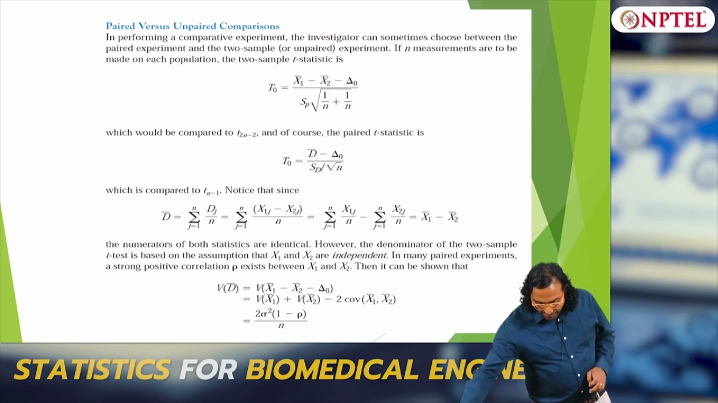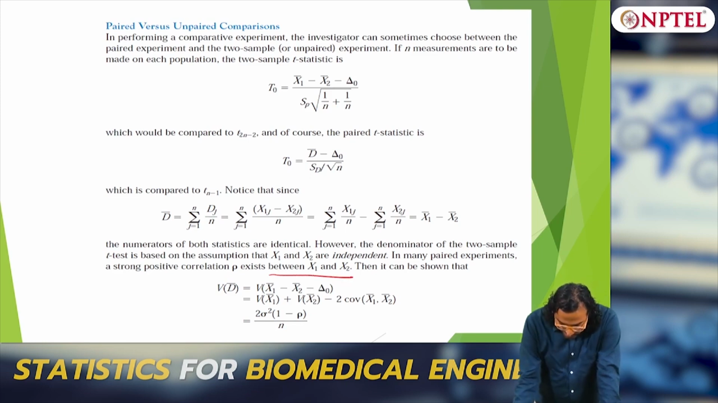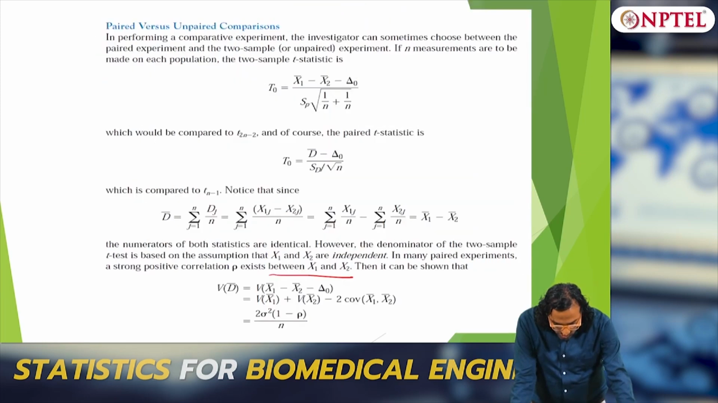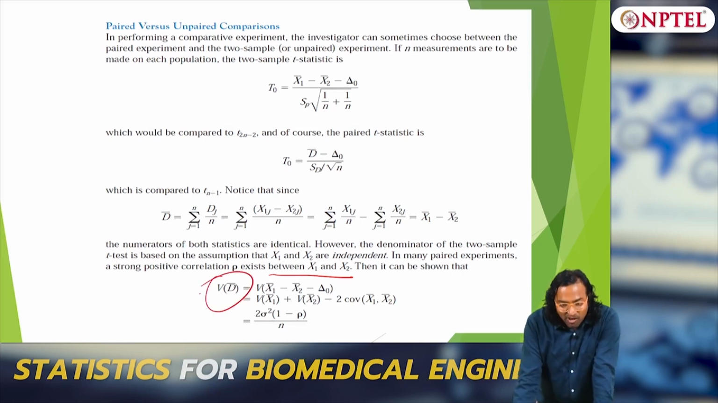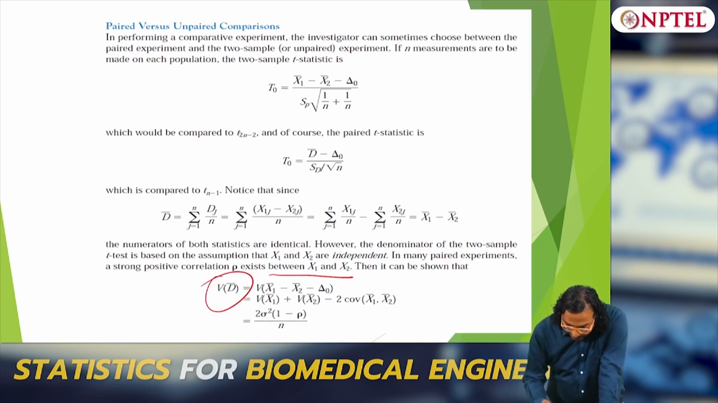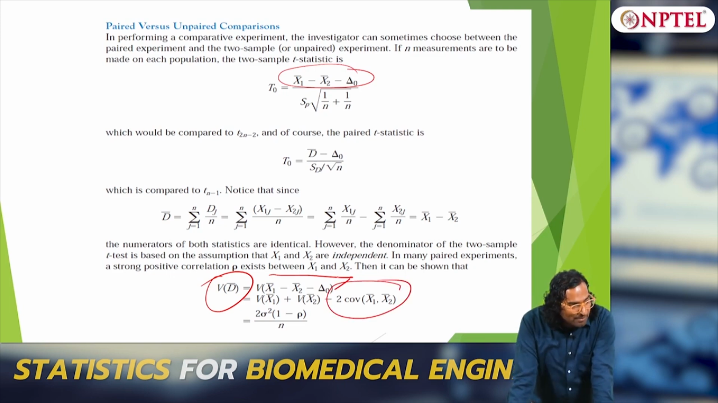And in many paired t-tests there is a correlation that exists between x1 and x2. We will see what correlation is. So you will see the variance of d bar, okay, what is d bar? x1 bar minus x2 bar minus whatever you want to call it, delta naught, right, that is the deviation. Variance of d bar has a relationship as well, covariance, many a time.